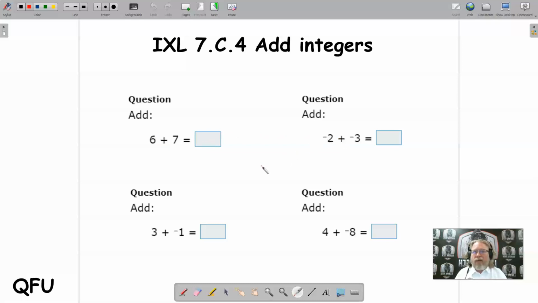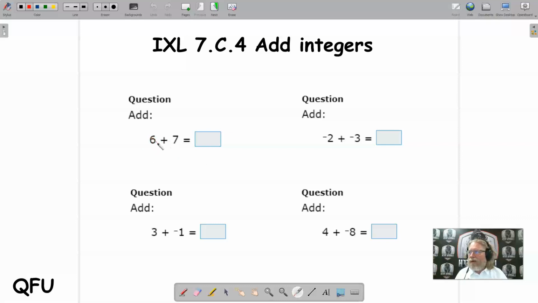And then the other rule is if they're different signs, if they have a different sign than each other, then we have to use that concept of using the absolute value, subtracting numbers, and then using the same sign as whichever number has the greatest absolute value. So we'll look at that.